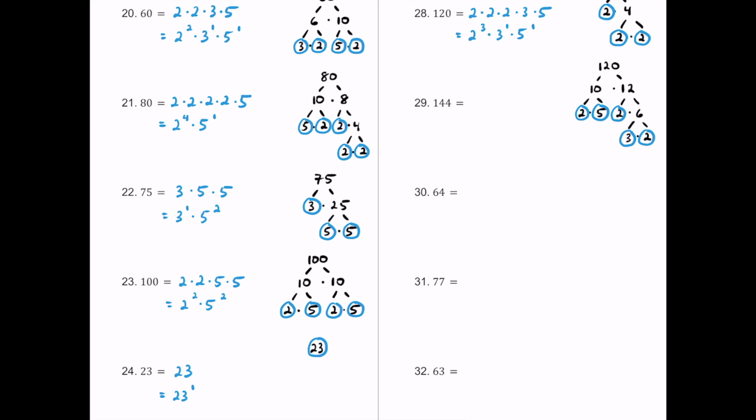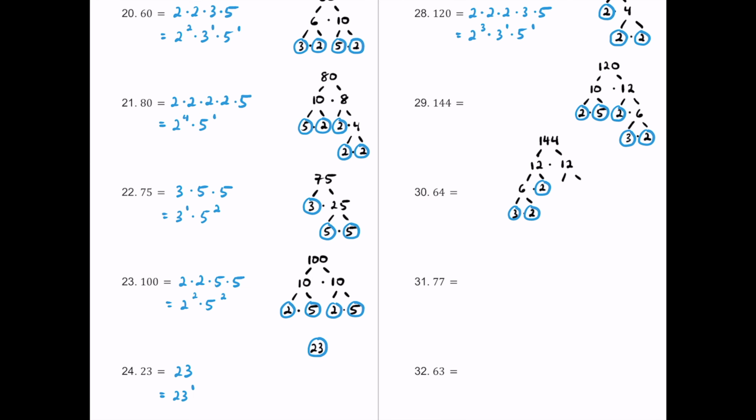For number 29, we have the number 144, so I'm going to go ahead and put that a little bit over here. For 144, I think a common thing people think of more so than others is probably 12 times 12. 12, I'm thinking 6 times 2. 2 is going to be prime, and so I'm going to go ahead and circle that, and the 6 here we can break into a 3 and a 2 while we're at it. And so that's going to be our prime factors as well.